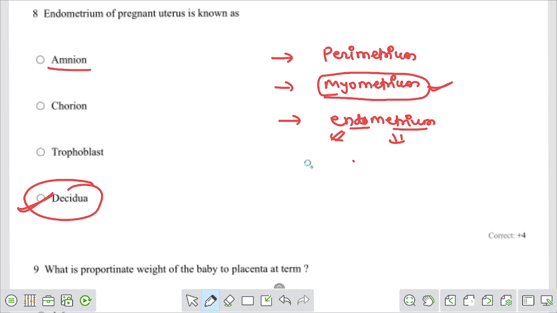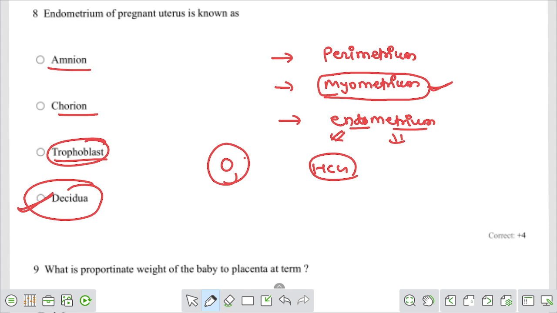Actually, amnion and chorion are the fetal membranes that surround the fetus in your uterus when the mother is pregnant. Trophoblast is the layer formed when the blastocyst divides into the inner cell mass and outer cell mass. The outer cell mass is known as the trophoblast. The trophoblast divides into two portions, syncytiotrophoblast and cytotrophoblast. These form the placenta or villi. From the syncytiotrophoblast there is release of HCG hormone, which you see in urine or blood for the detection of pregnancy.